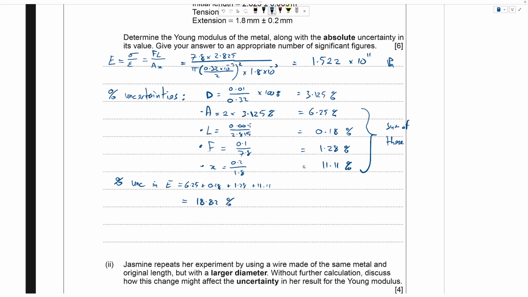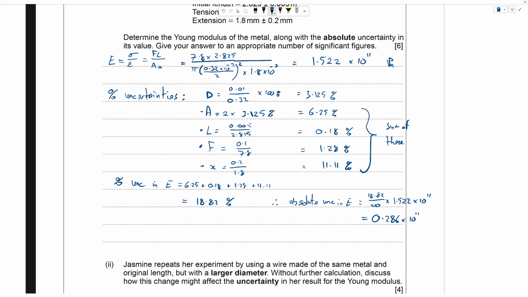And then I need to turn that into an absolute. The absolute uncertainty in that Young modulus is just equal to 18.82 over 100 multiplied by the value that we've already found, 1.522 times 10 to the 11. Which gives me, well, it's 2.86 times 10 to the 10, but I'm going to write it as 0.286 times 10 to the 11, rather than as 2.86 times 10 to the 10.